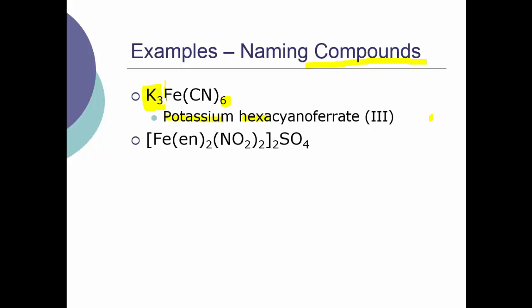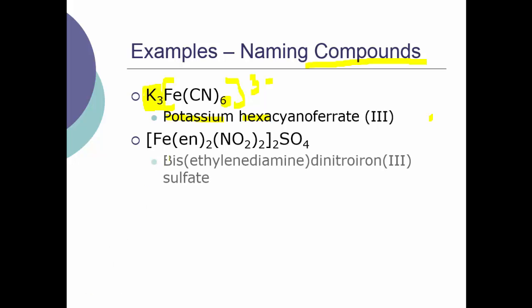Now, it's got that 3 here because the charge on the complex ion would have been a 3 minus, so that's why you need the potassium, because it needs 3 pluses. Okay, the next one for the name, this would be bis. It's going to be 2 of those right there. You've got ethylenediamine, which is the en in there, dinitro, iron 3, sulfate.